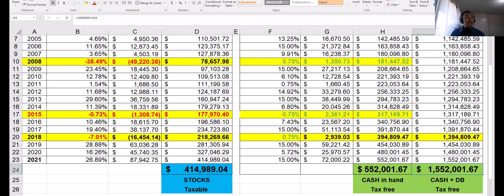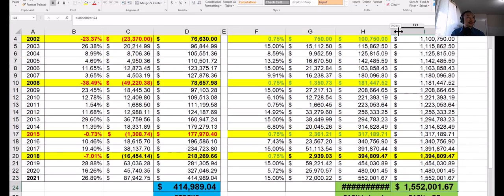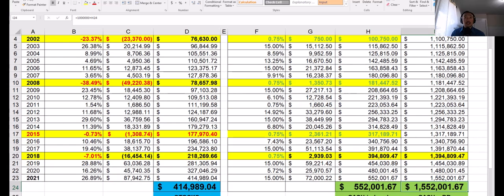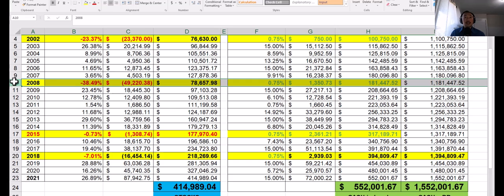So as you can see, the side without the floor and cap, the blue side, is similar to a roller coaster. I like the roller coaster analogy, but not on my money. The reason I bring that up is because if you look at the year 2008, your balance would have been at 78,000, which would have required you 4 years plus to just get back to what you would have had at the end of 2007.